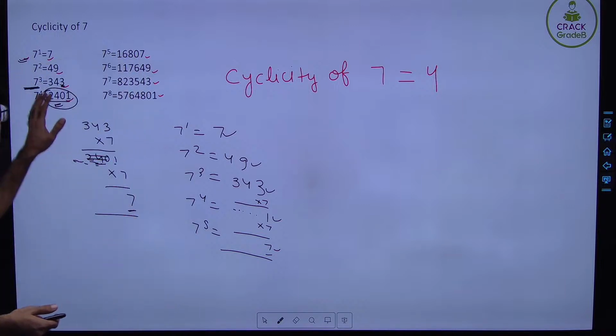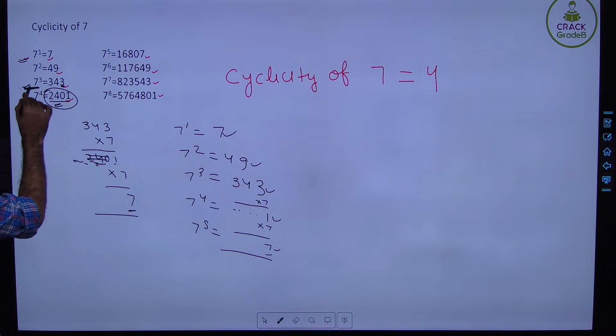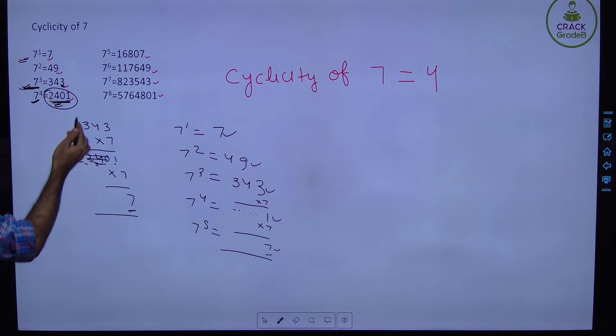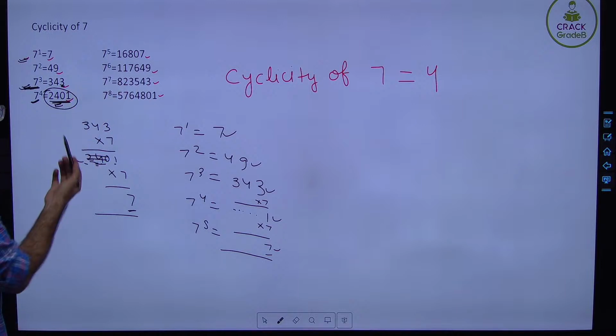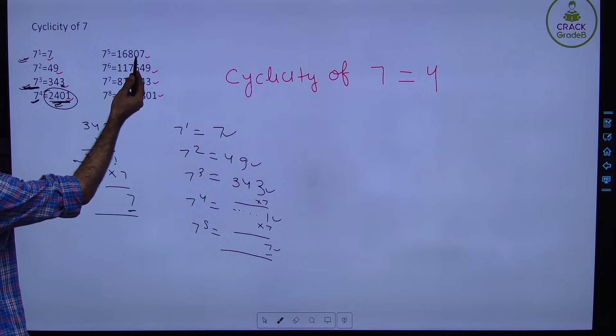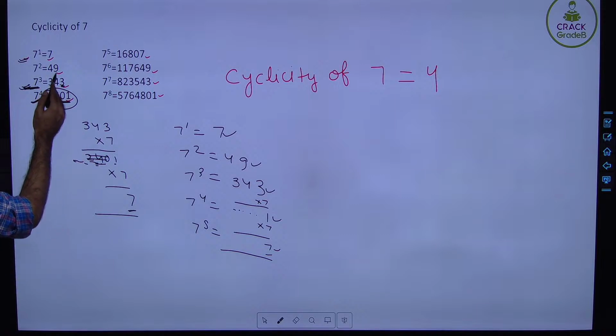Okay, so 7 to the power 1 is 7, 7 square is 49, 7 cube is 343. Everyone knows the value of 7 to the power 3, but if you calculate 7 to the power 4, you will get 2401. Then you multiply 2401 with 7, and you get 7 to the power 5, that is 16807. Similarly you can find all the values. Now look at only the unit digit: 7, 9, 3, 1.